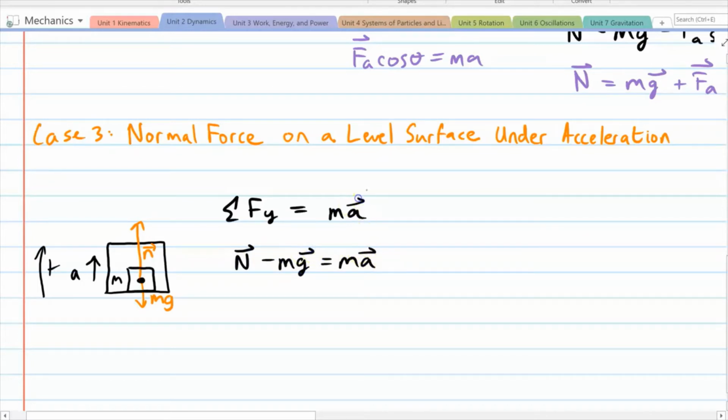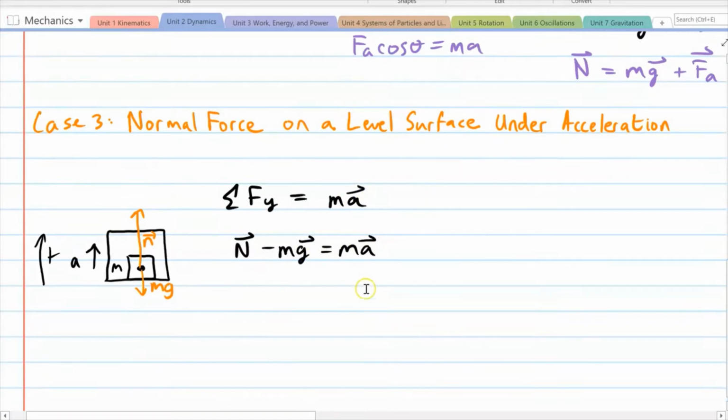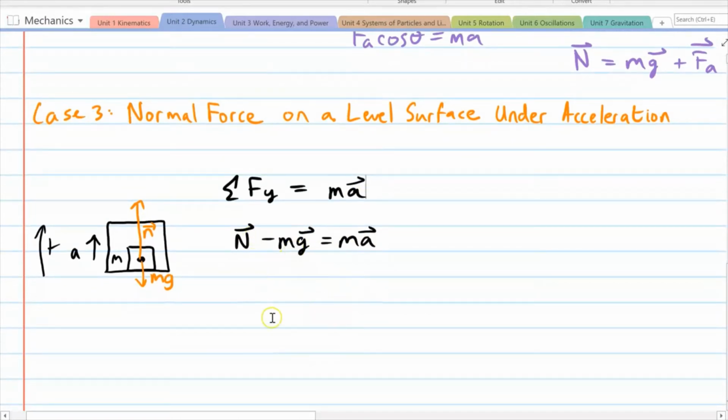And these should all have vectors on them. Sometimes I might forget to draw vectors, but we know they indicate direction. So I'm going to solve for the normal force like always and see what we get. Normal force is equal to the weight plus the acceleration times mass, right? But I'll make it prettier actually. So the normal force is equal to the mass times the sum of these two quantities.